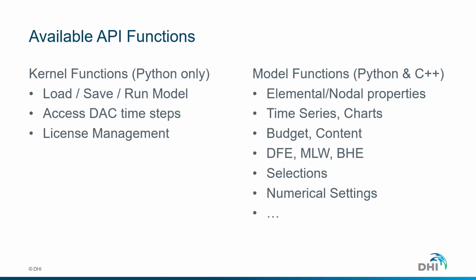We also have model functions, which are available in both Python and C++. So if you would like to control properties based on elemental or nodal information, like boundary conditions, you can do it in both cases. If you would like to manipulate or create time series, interpolate values in between time series, create your own charts, calculate budgets, manipulate selections, or control the numerical settings used for the calculation, these options are available in both methods, Python and C++.